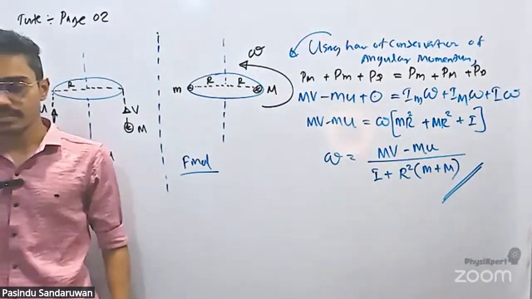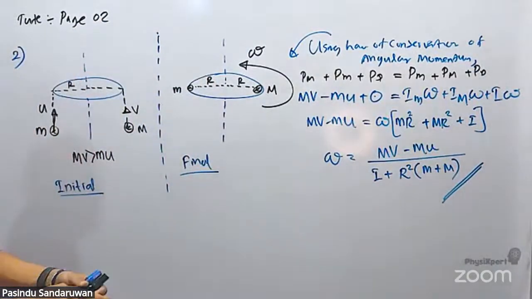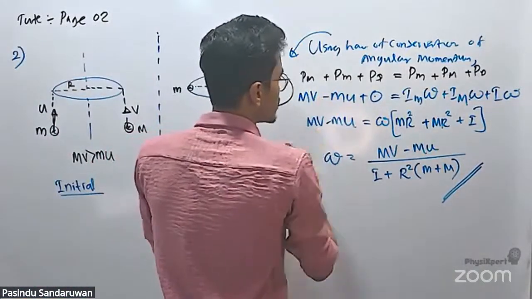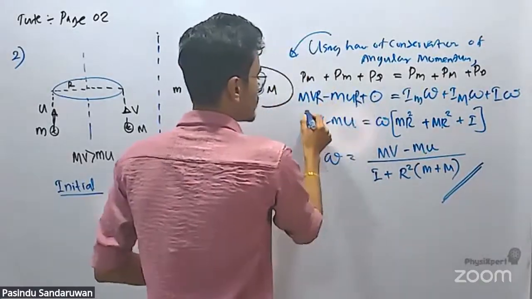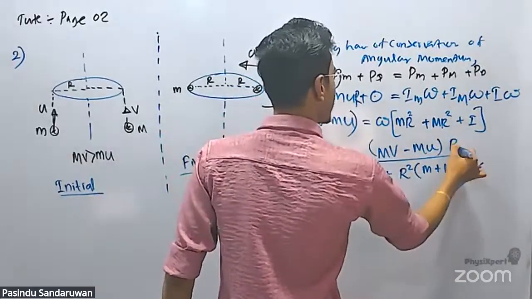Yeah, minus. Good. Am I missing R? Yes, yes. Sorry. MVR and MUR. Right? Final answer.